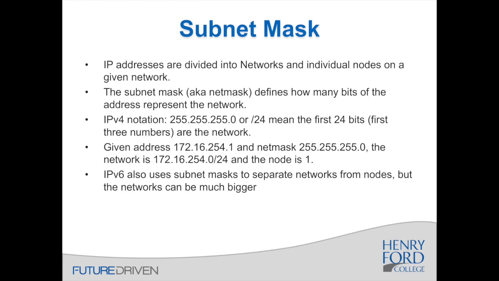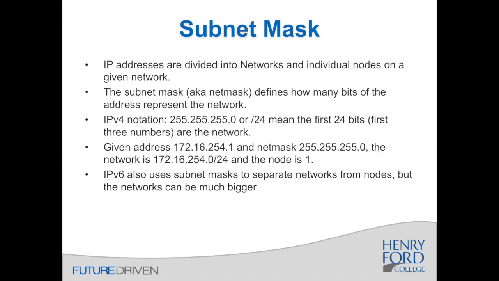So given an IP address of 172.16.254.1 and that net mask of 255.255.255.0, we know that the network is 172.16.254.0 /24, and the node is 1, where those node values can go from 1 to 253 for reasons that I won't go into here.